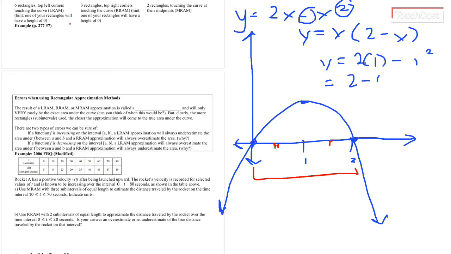So I might make a table of values: 0, 1/2, 1, 3/2, and 2. I know that's 0, I know this is 1, I know this is 0. So I'm going to replace x in my original rule with 1/2. That's going to be 1 take away 1/4, which is 3/4. I could use symmetry to figure out that this is also going to be 3/4.